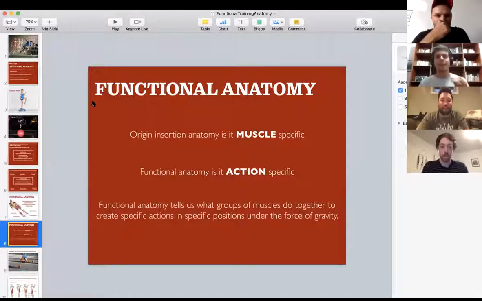So functional anatomy tells us what groups of muscles work together to create specific actions in specific positions under the force of gravity, right? It tells us what muscles are working. Like Damien said, when someone's doing that single leg squat, which is the agonist, which is the antagonist, which is the stabilizing muscle. Functional anatomy is telling us that. Whereas origin-insertion anatomy and cadaver-based anatomy is telling us where the attachments are and what that muscle does in an isolated setting. Valuable, but not as valuable to helping people improve their function.